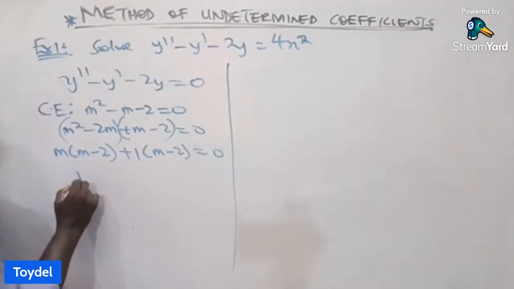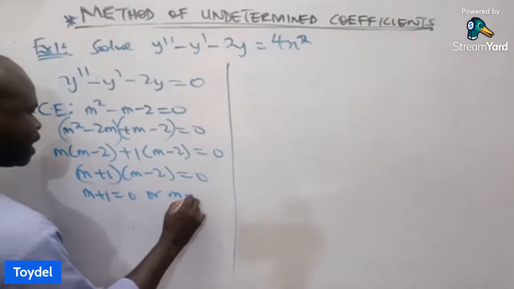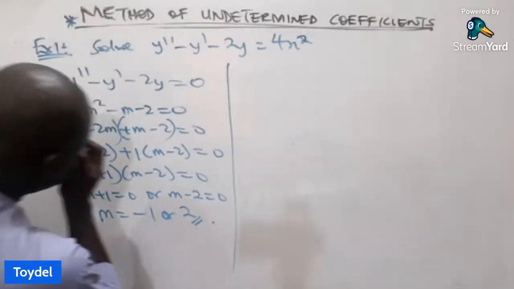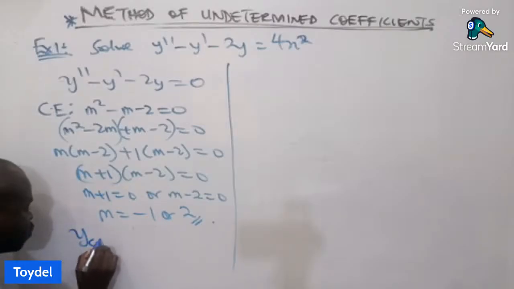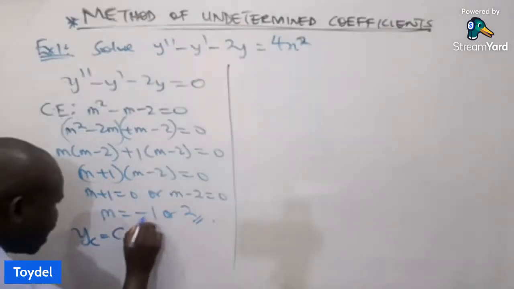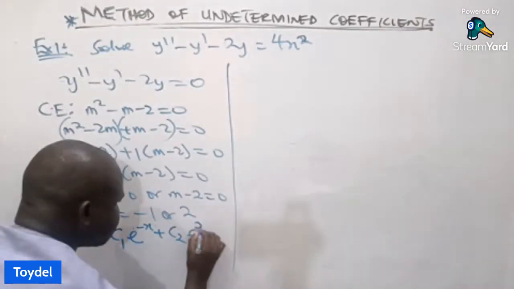So we say (m + 1)(m - 2) = 0. So m + 1 = 0 or m - 2 = 0. So m is equal to -1 or 2. These are the two values of m. Since we know the value of m, we can go ahead and write the complementary solution. The complementary solution will just be c1 e^(-x) + c2 e^(2x). So this is the complementary solution.